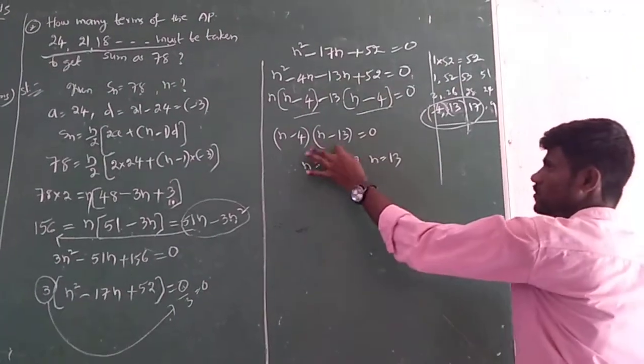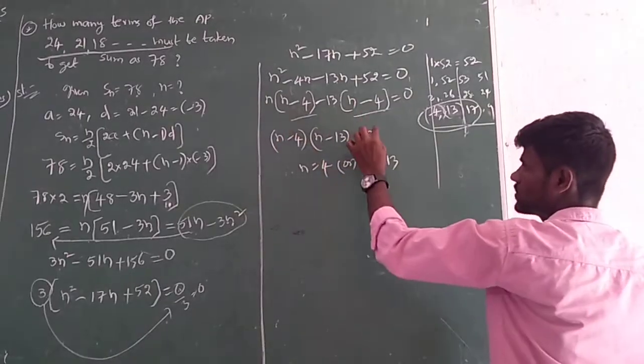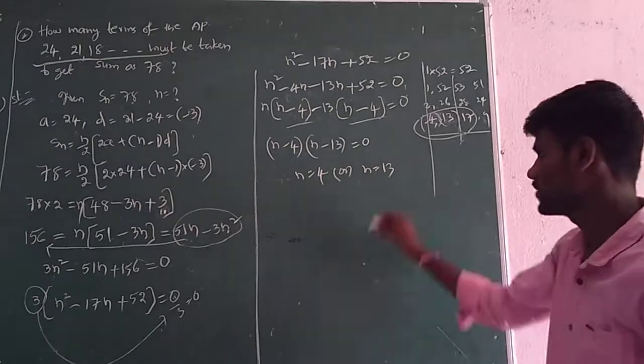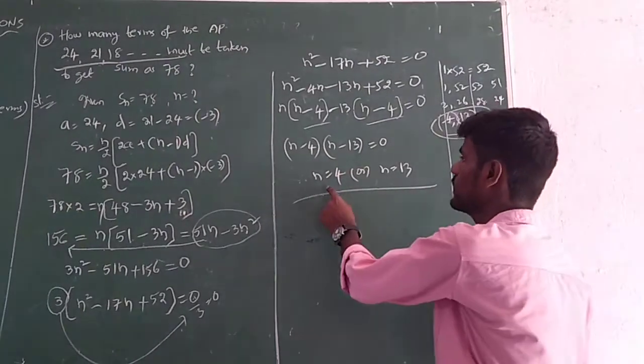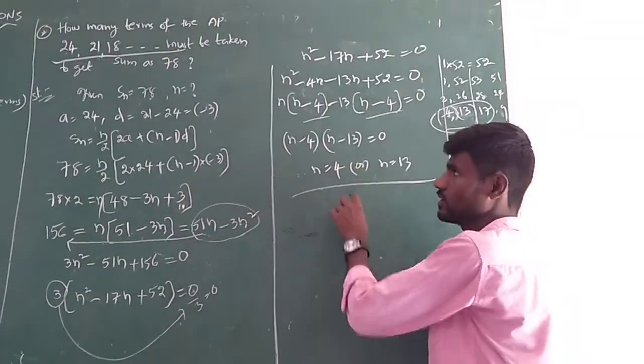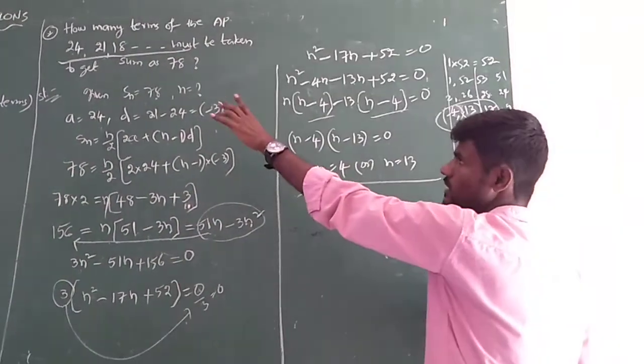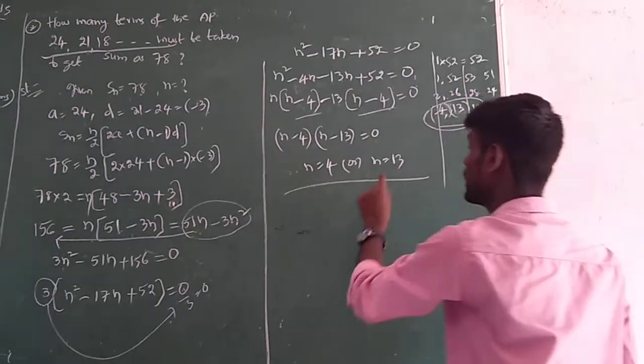How? Product of the two terms should be 0, means either n minus 4 equal to 0, means n equal to 4, or n minus 13 equals 0, means n equals to 13. So this is the solution. Now we are getting n equal to 4 or n equal to 13. What does it mean? Either 4 terms should be taken to get the sum as 78, or 13 terms.